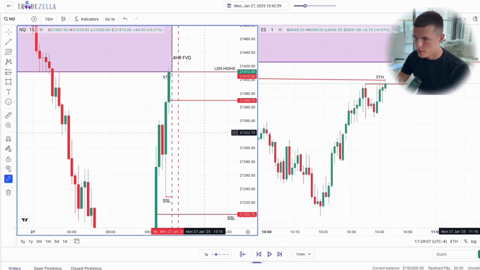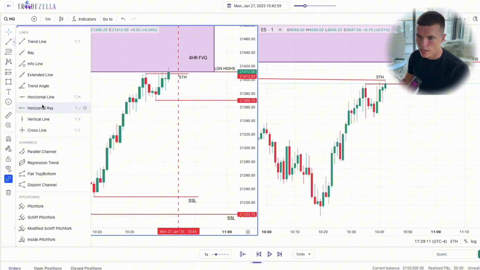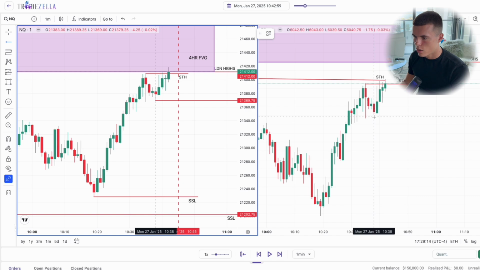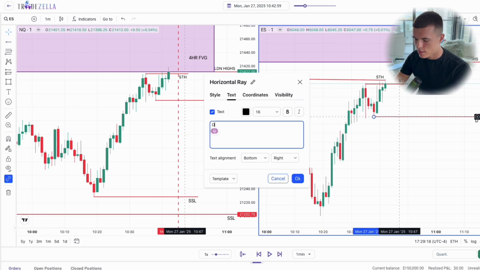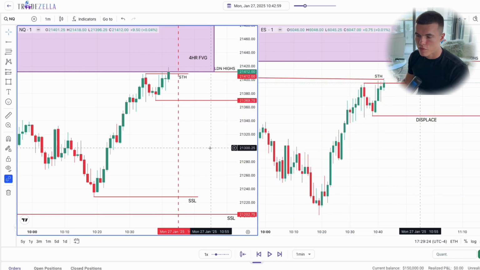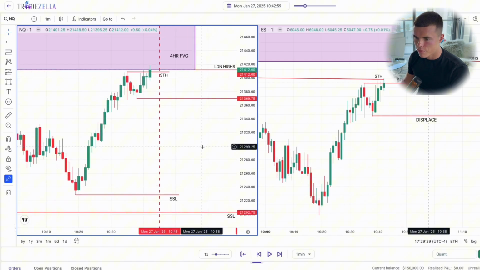And when we look for this displacement lower for price, we want to see it correlated between NQ and ES. So we want to see the displacement lower on both NQ and ES, not just on NQ. If ES doesn't displace, then we're not going to take any trades. So let's monitor price inside of this secondary macro and see whether we get any clean opportunities for shorts.